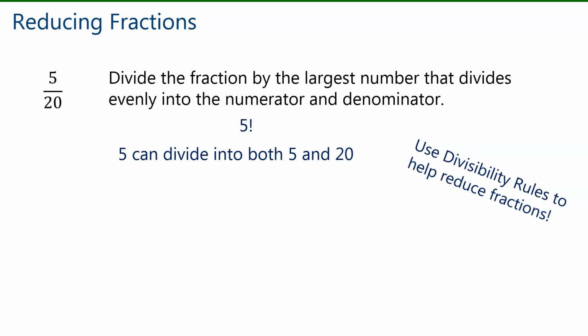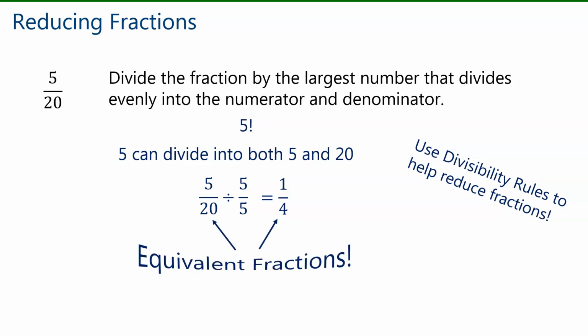So now let's go ahead and divide 5 and 20 by 5. So 5 divided by 5 is 1, and 20 divided by 5 is 4. So this equals 1/4. So now 5 over 20 and 1 over 4 are equivalent fractions. When I divide by 5 over 5, I'm essentially dividing by 1, so I'm not changing the value of the fraction. They are in fact equal.